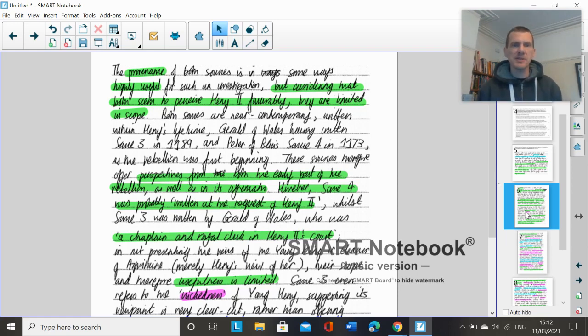So firstly, the provenance of both sources is in some ways highly useful for such an investigation, but considering that both seem to perceive Henry II favourably, they are limited in scope. He says, yeah, they're both written around the right time. Perspectives from both the early part of the rebellion as well as in its aftermath. So that's good. 1173, 1189, one before as its beginning, one a bit of reflection afterwards. That's nice. However, source 4 was probably written at the request of Henry II, whereas source 3 was written by Gerald of Wales, a chaplain and royal clerk in Henry's court.